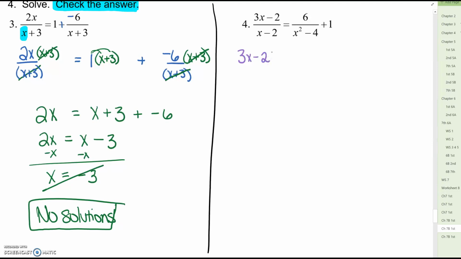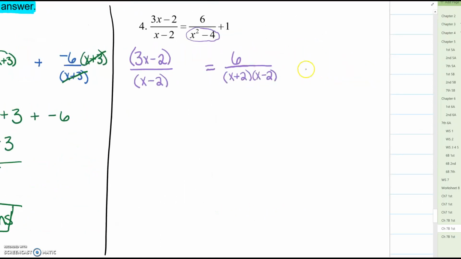3x minus 2, 3x and 2 don't have anything in common, so that's good. X minus 2 is as simple as it gets. Leave a space, equals 6 over, can I factor x squared minus 4? It factors into x plus 2, x minus 2. Leave a space, plus 1.